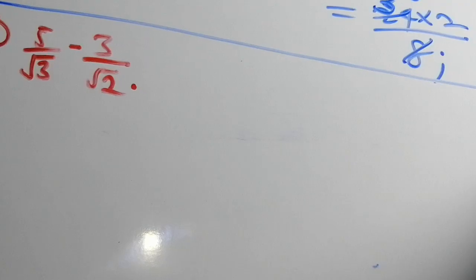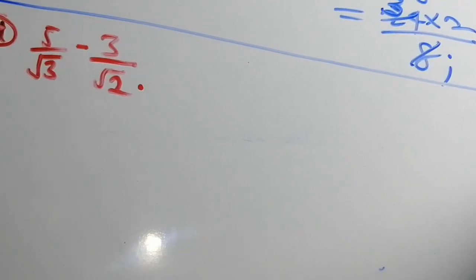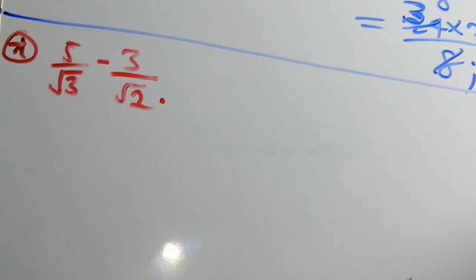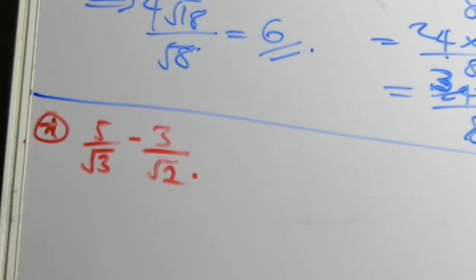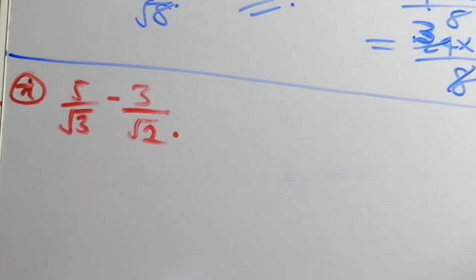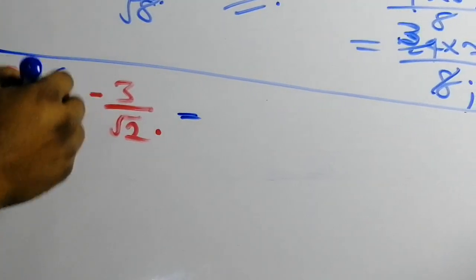Subtraction. I mentioned in one of the parts, either part 3 or part 4, addition and subtraction in surds. If you've not gone through it, go through it so that it will help you here. The first thing you can do here is rationalize, if you like. First, let's rationalize this one.